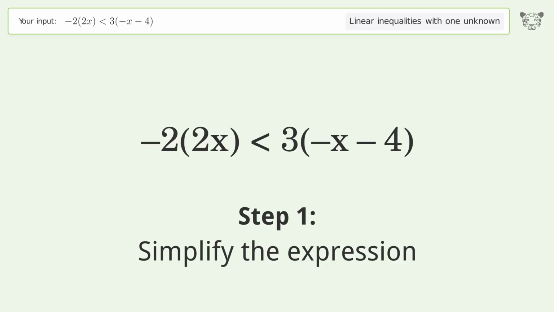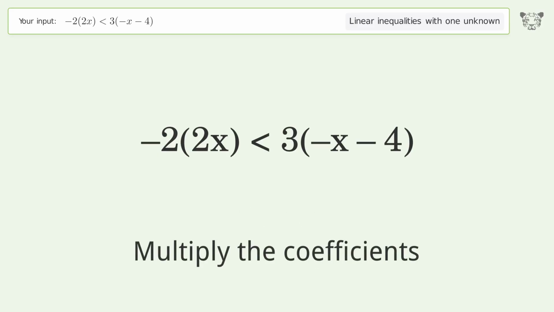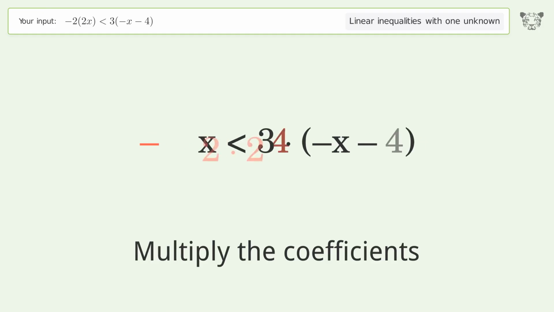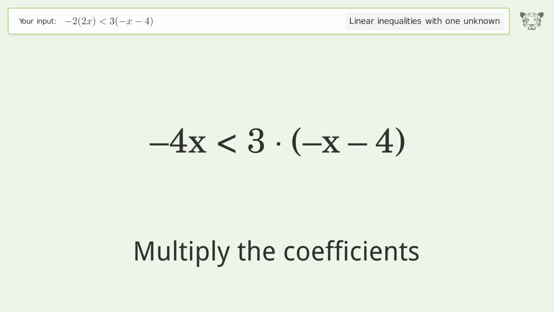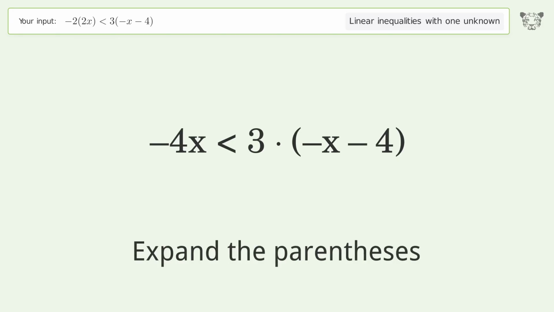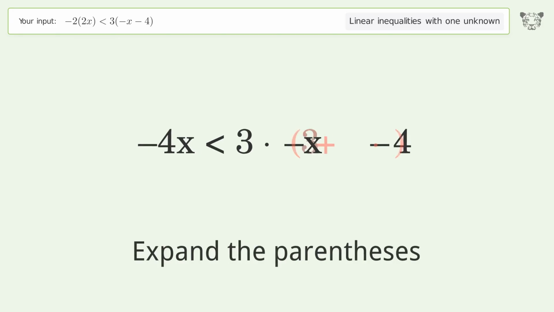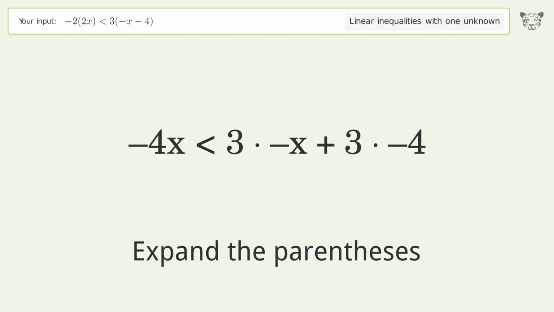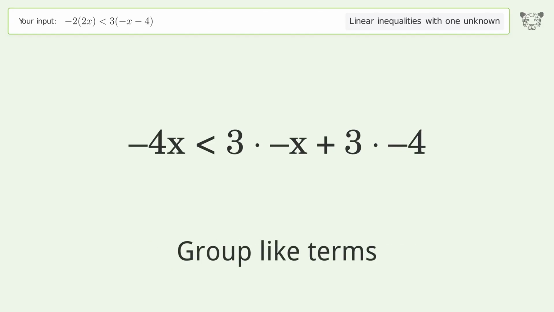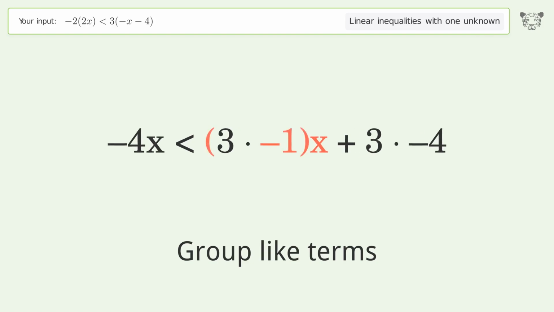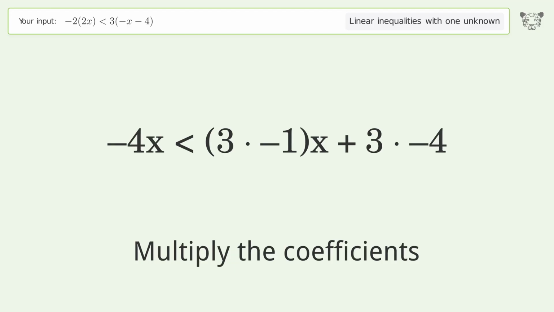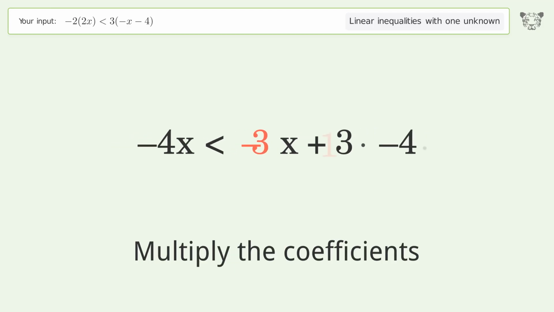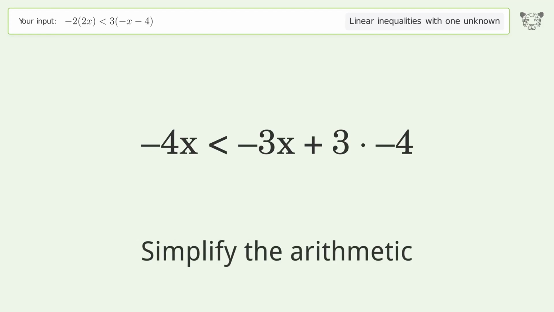Simplify the expression. Multiply the coefficients. Expand the parentheses. Group like terms. Multiply the coefficients. Simplify the arithmetic.